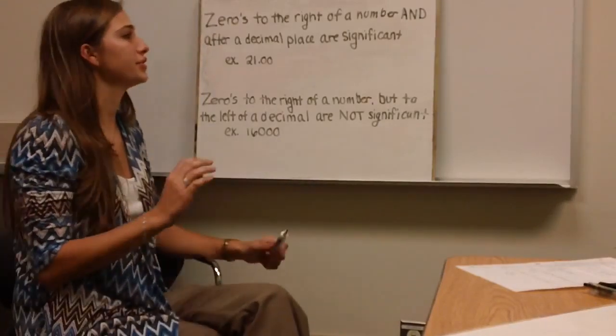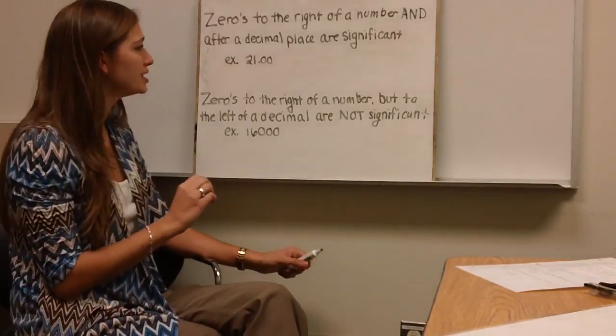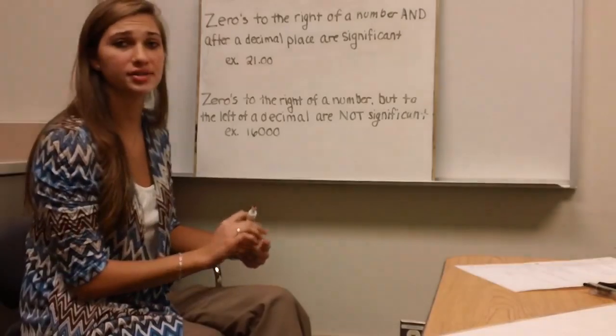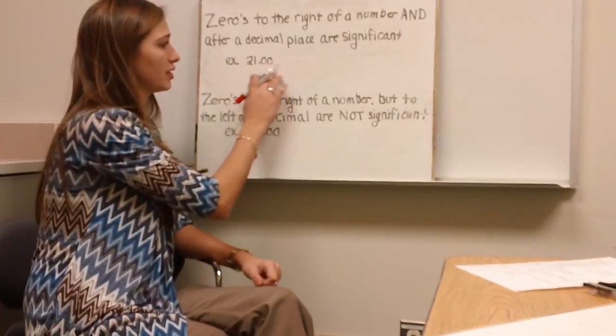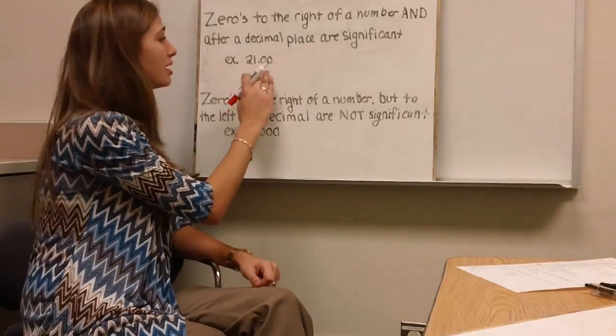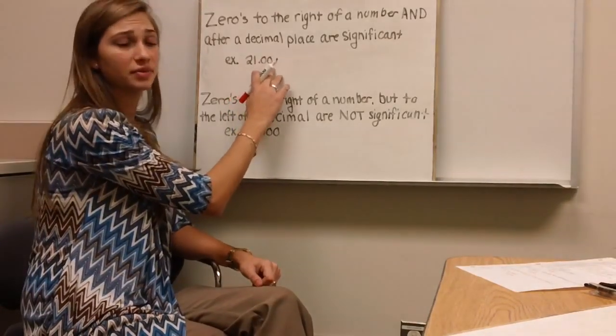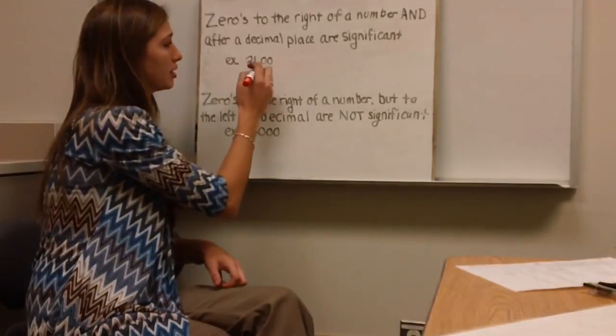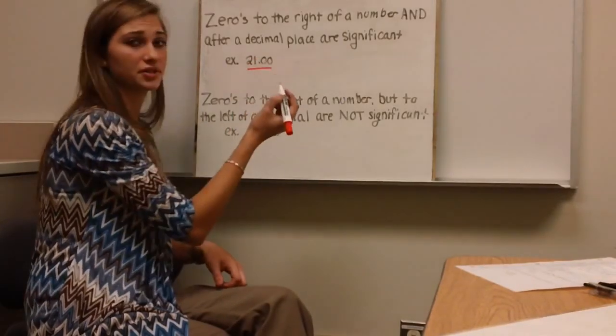Okay, zeros to the right of a number and after a decimal place are significant. So we can see here that these two zeros are to the right of non-zero numbers, and they're to the right of a decimal place. So here, all 4 digits are significant.